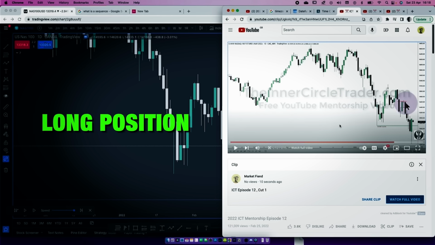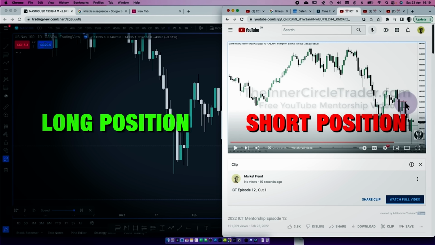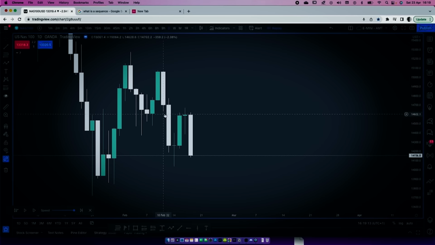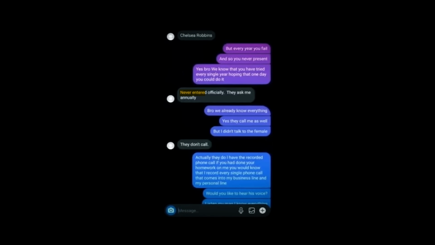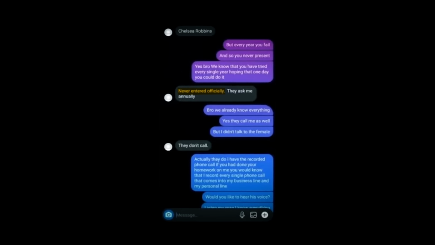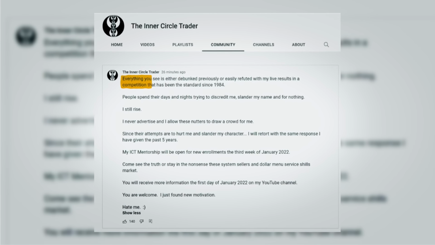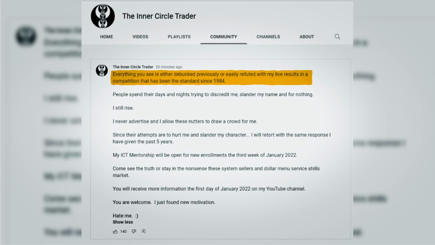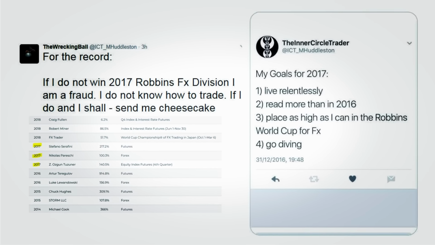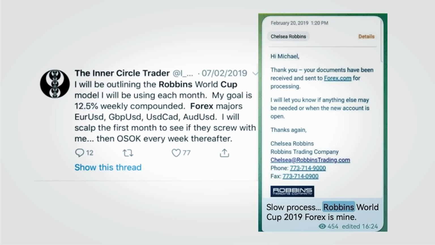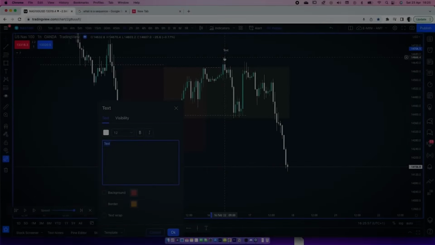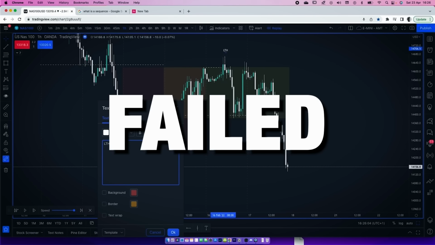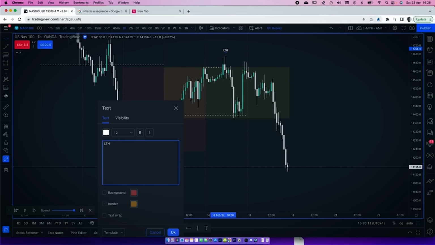Take a long position in one and a short position in the other, and wait to see which account performs better overall. Only the top performing account will appear on the leaderboard. Simple, right? Nice. Despite denying ever participating in the competition and failing to rank, substantial evidence suggests that Michael did indeed compete in the Robbins Cup, at least in 2017, 2018, and 2019. Not only did he participate, but his accounts failed dramatically each time.